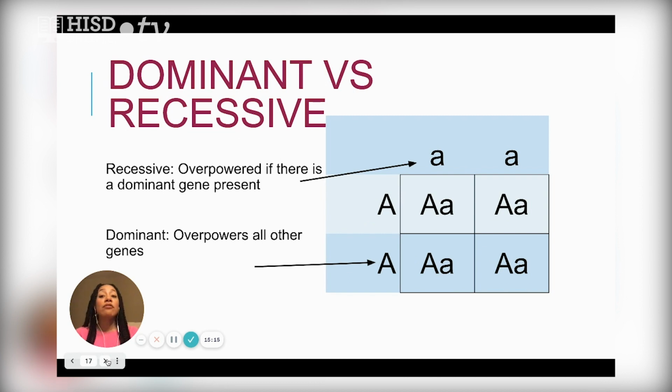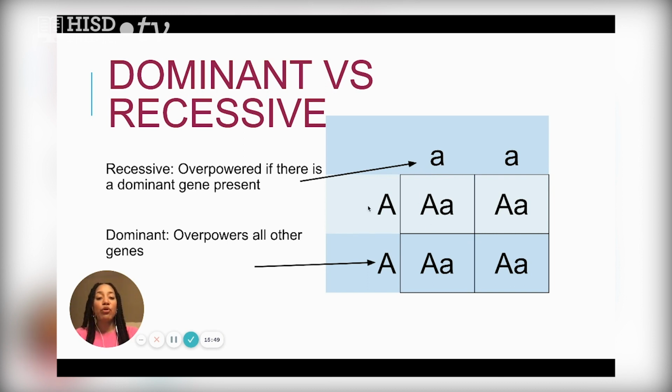Now, genes can either be dominant or recessive. Recessive genes are overpowered by a dominant gene, and they are represented by a lowercase letter. On the other hand, a dominant gene overpowers all other genes, and they are represented by a capital letter. All that means is that whenever we combine a dominant gene with a recessive gene, what we will see as far as the trait is whatever the dominant gene has.